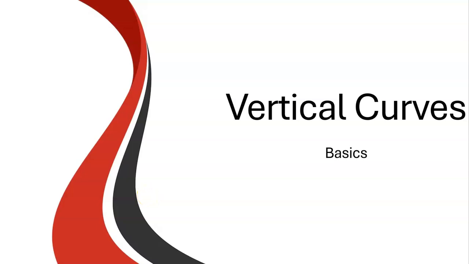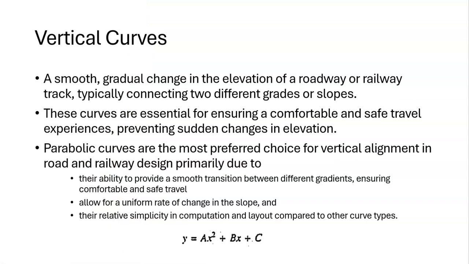Let's learn about the basics of vertical curves in this video. For highways and railways, whenever there is a change of grade in the vertical plane, a vertical curve is required to smoothen the change. It is usually parabolic, as parabolic curves provide a constant rate of change of grade.